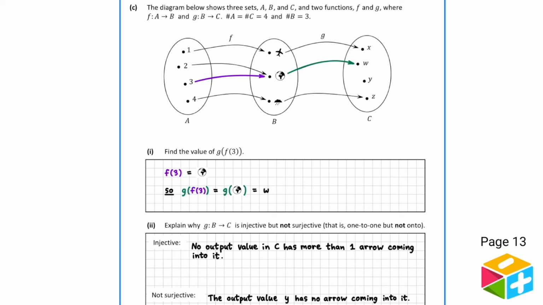A function is surjective if every single output value has an arrow coming into it. This means that it's not surjective if we can find an output value with no arrow. Well, looking at the output set C, we see that y has no arrow coming into it. So the function g is not surjective.